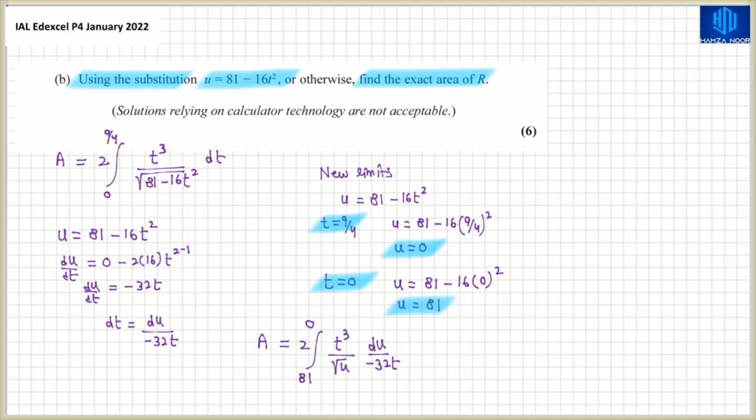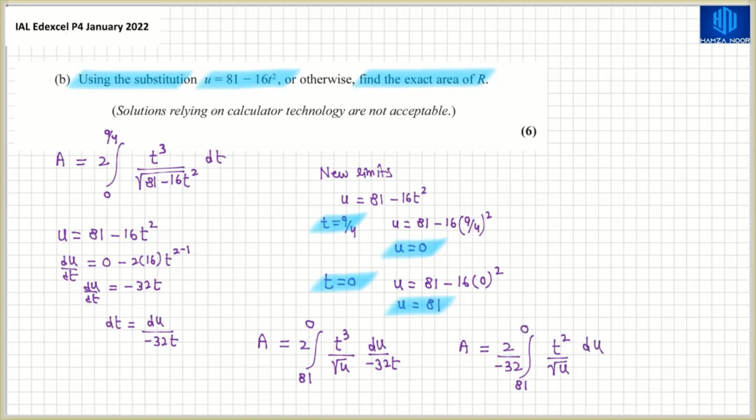And as we can see, t cubed divided by t will be simplified as t squared. We will be left with t squared in the numerator. So now in the next step, I can say that area is equal to 2 divided by minus 32, multiplied by the integration of t squared divided by the square root of u with respect to u, with upper limit 0 and lower limit 81.